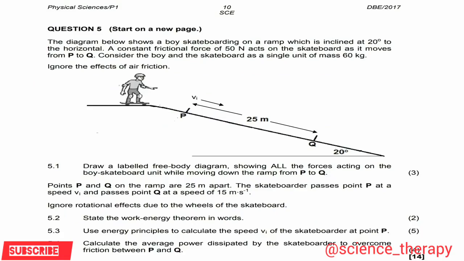Now 5.3 says use energy principles to calculate the speed Vi of the skateboarder at point P. So once you see this energy principles, you know that you have to run quickly to your formula sheet, right? So we want to use energy principles and we are not limited as to which one we should use. They just say use energy principles.